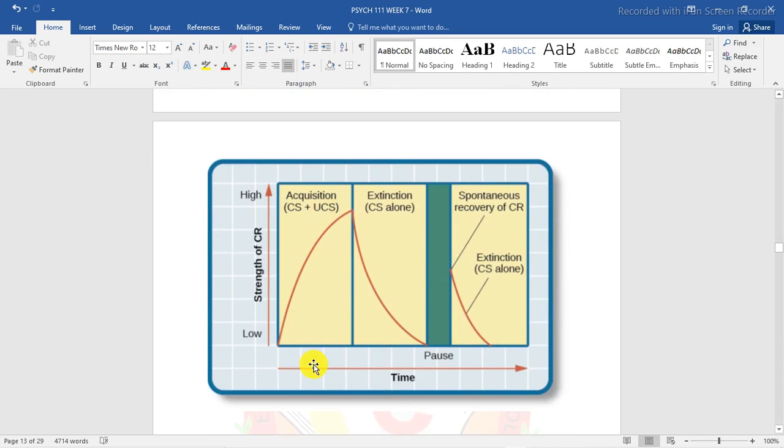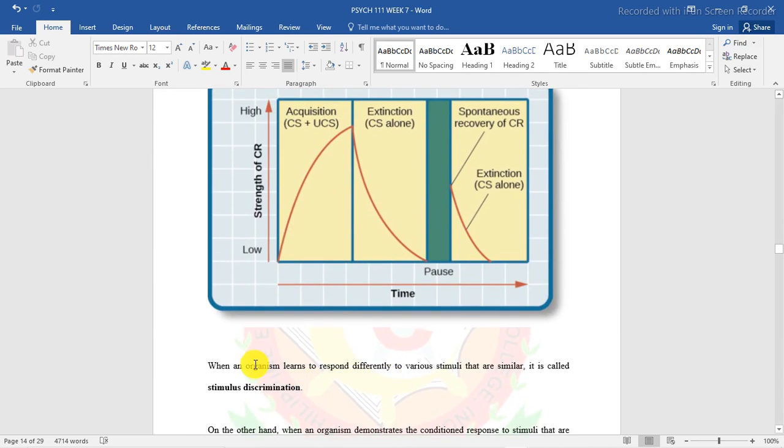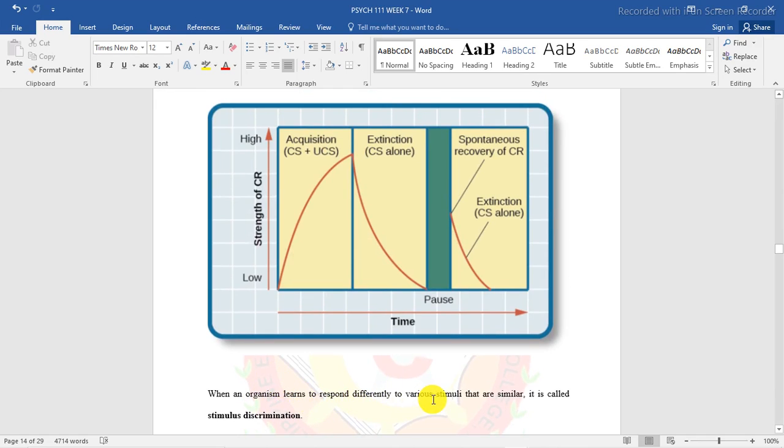Okay? So, this is it. When an organism learns to respond differently to various stimuli that are similar, it is called stimulus discrimination. So, there are times when you expect salivation, but you get bitten, okay? That's different. Something different happens there.